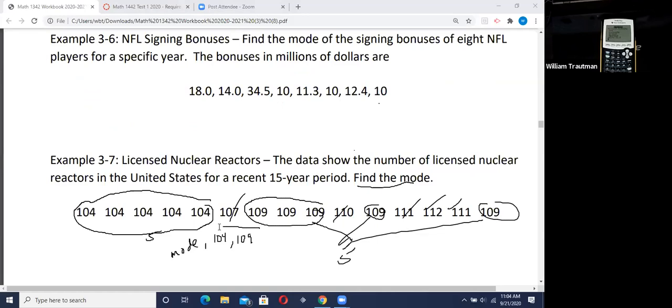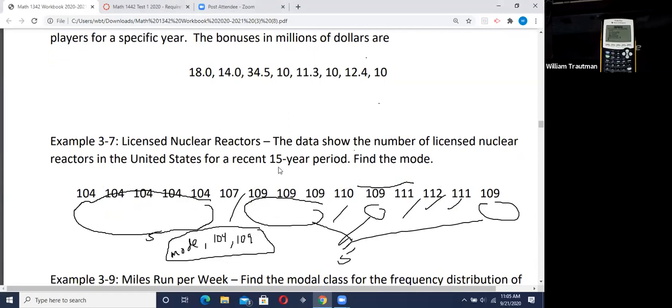You can have 2 modes. If they both occur the same amount, they both occur 5 times, and it's more than everything else, then you have 2 modes. So what number occurs the most often? 104 and 109. I've never seen 3 modes or 4 modes. I think they tell you that you can have that, but you shouldn't see that in the homework. You definitely won't see it on a test. But if 2 numbers occur the most often, then you have 2 modes.